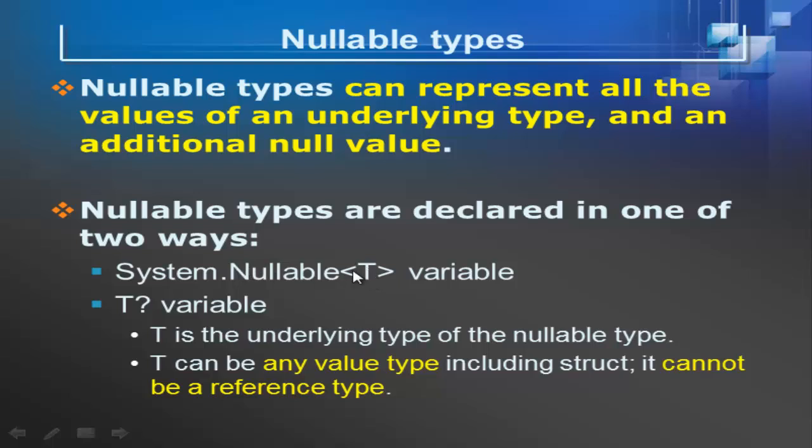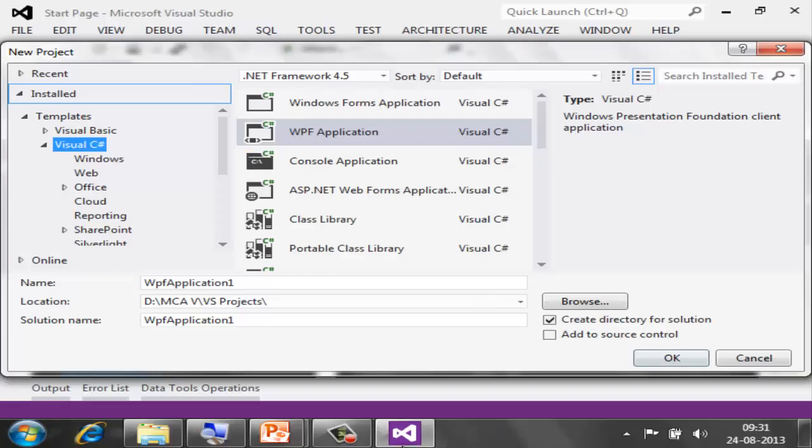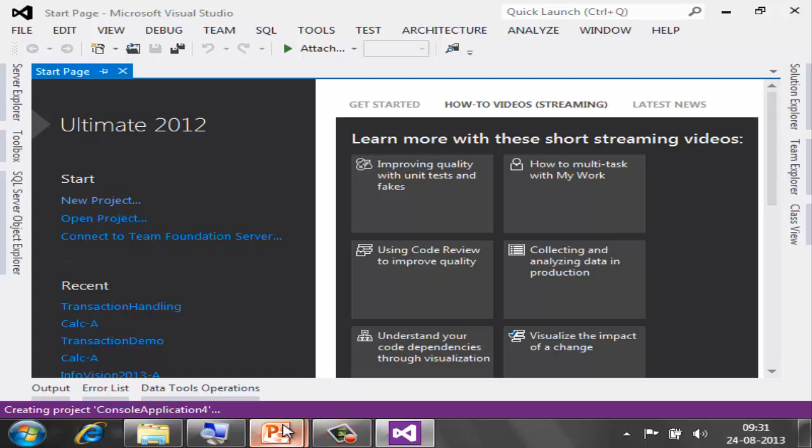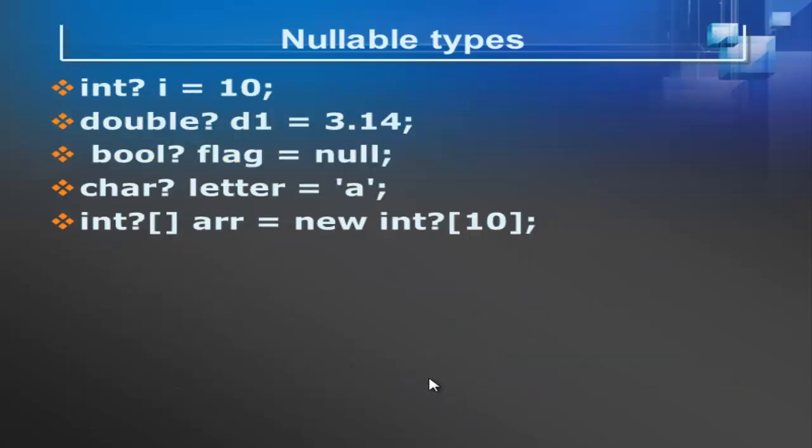Nobody uses this syntax. However, people use the shortened version of that syntax, and that is T question mark. That means to say data type and a question mark. Let me see whether it has started something. Maybe it's going to take some time. Let me go back. So how do I create a nullable of int?